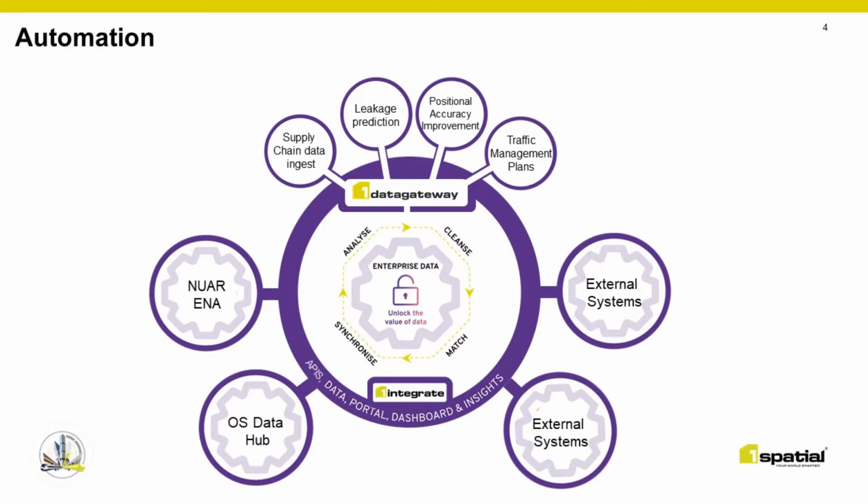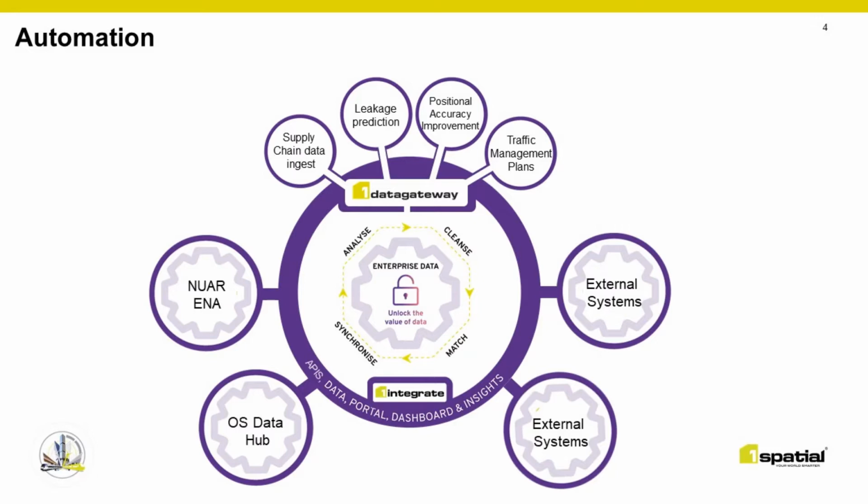At the top, Data Gateway is providing cloud access to rules-based apps, such as supply chain data ingest, leakage prediction using machine learning to predict leakage risk, positional accuracy improvement to improve the location of assets based on reference data, or automatic generation of traffic management plans. We'll see some examples of those in a moment. These apps allow cloud-based access to the capabilities which depend upon or sometimes even augment the core enterprise data.